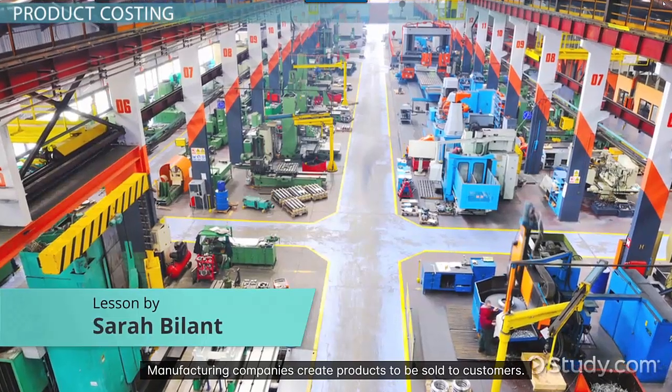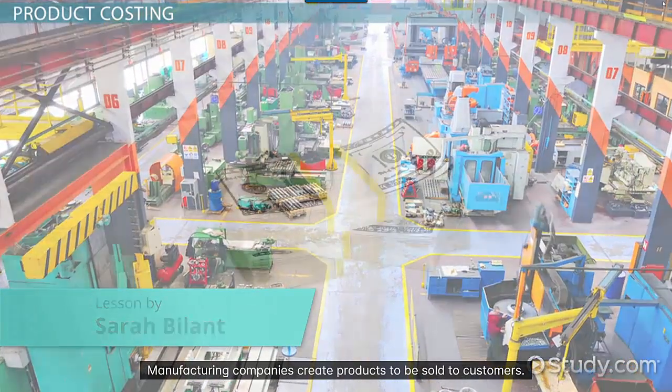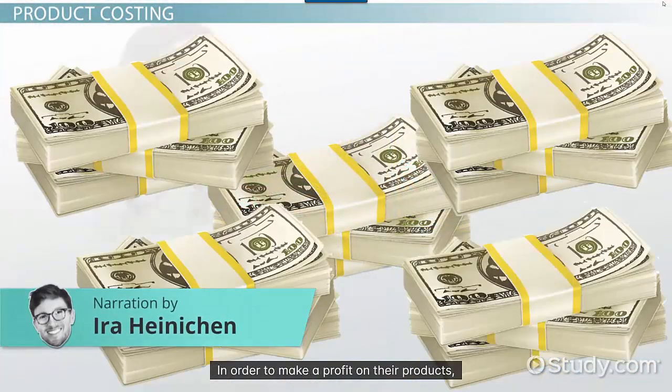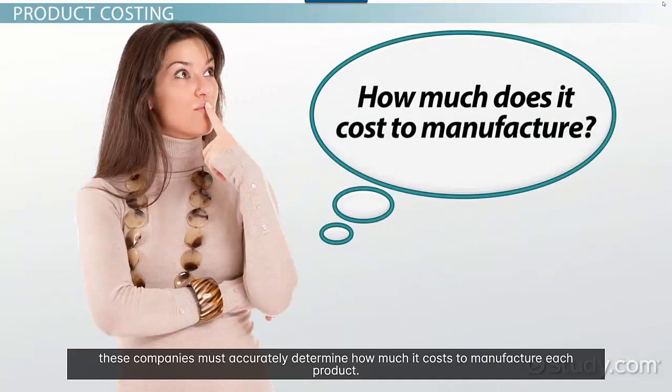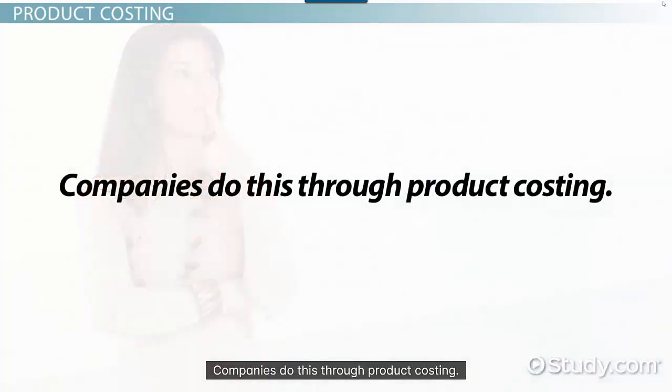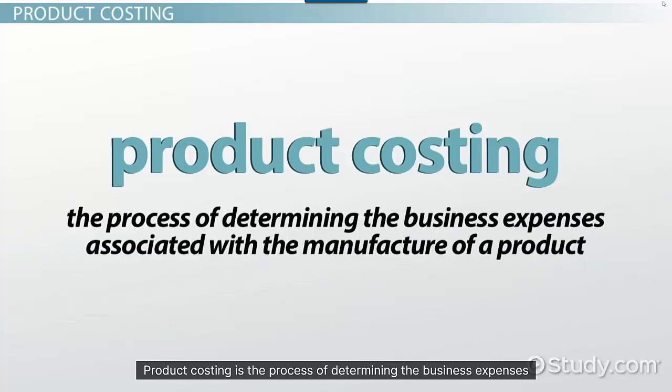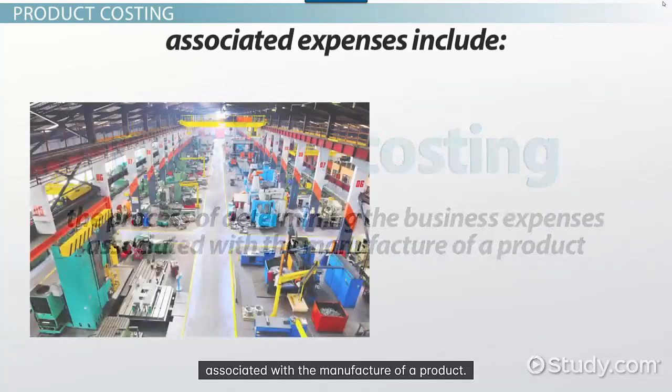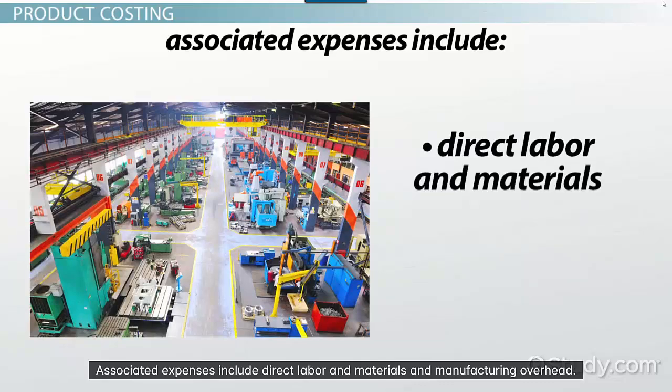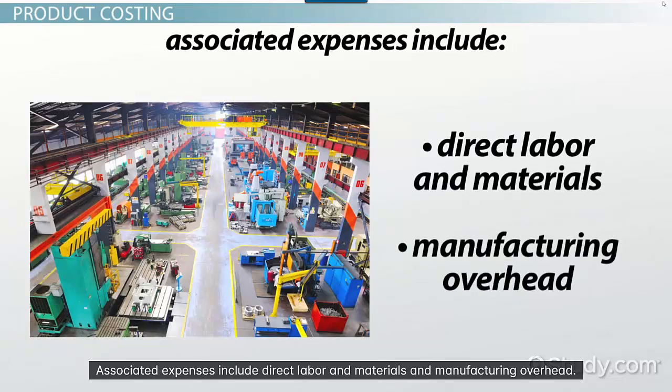Manufacturing companies create products to be sold to customers. In order to make a profit on their products, these companies must accurately determine how much it costs to manufacture each product. Companies do this through product costing. Product costing is the process of determining the business expenses associated with the manufacture of a product. Associated expenses include direct labor and materials and manufacturing overhead.